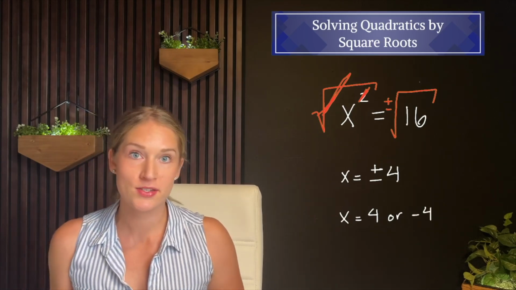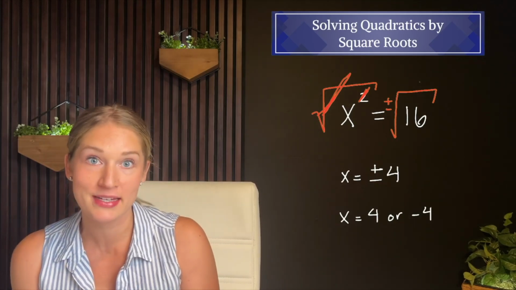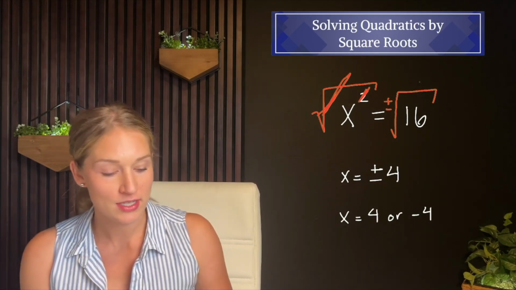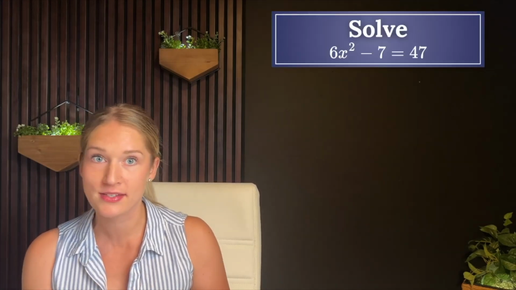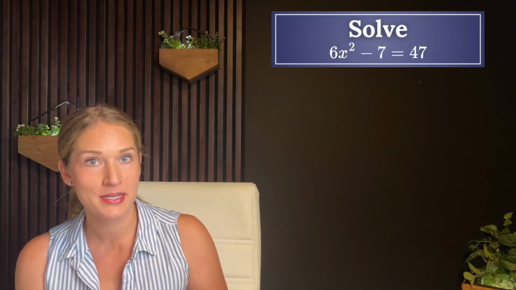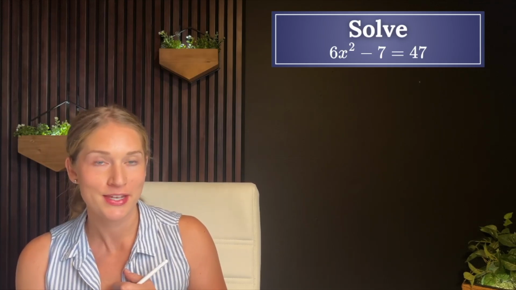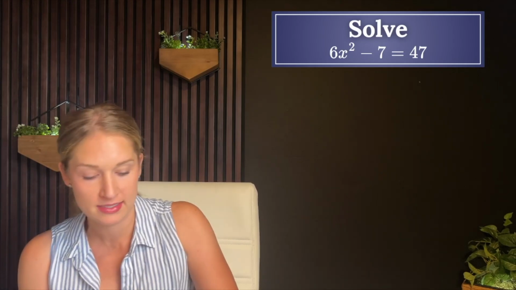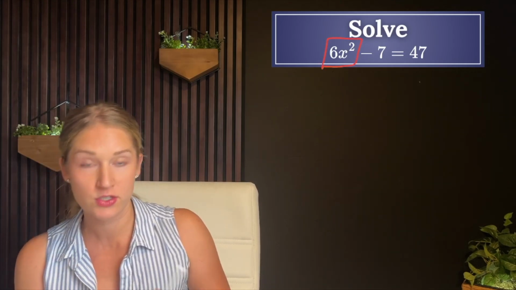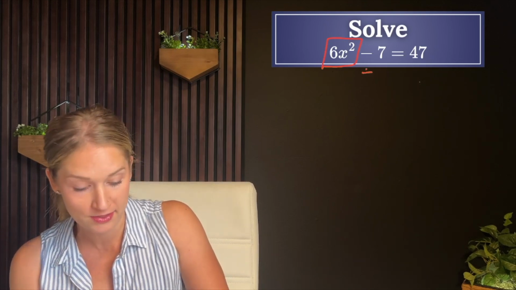Now this process is going to work anytime you have a single x term that is being squared. So let's look at this example. I've got a single x term and the x value is being squared. So that's what tells me I can solve using square roots. First thing I'm going to do is get the whole x squared term by itself. So this x squared term I want alone, which means I need to get rid of the minus 7 by adding 7.